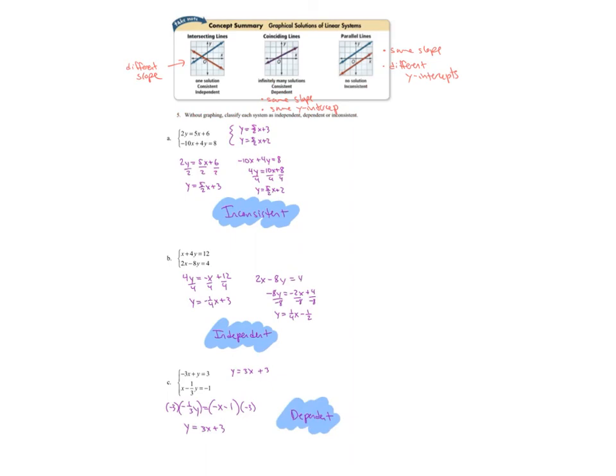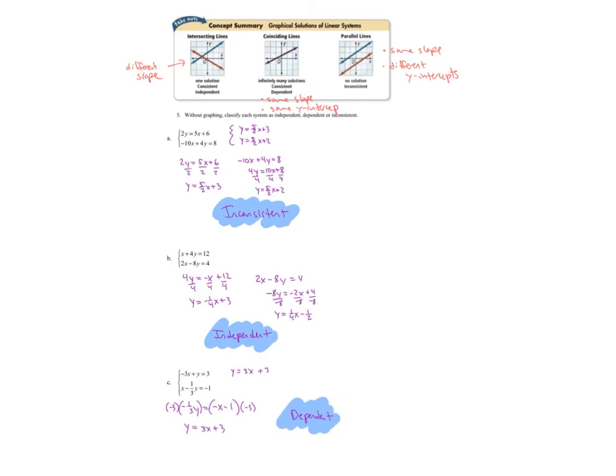Okay, hopefully you paused the video and tried these on your own, but here's the solution. So in part A, when I solved for y in both equations, I found that they had the same slope but different y-intercepts. Those are two parallel lines, and that's an inconsistent solution. In part B, when I solved for y in both equations, I had two lines with different slope. And if the slopes are different, then those two lines will intersect. There will be one solution, and that's an independent system of equations.